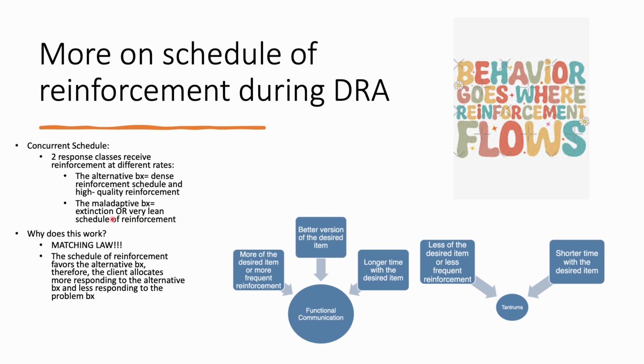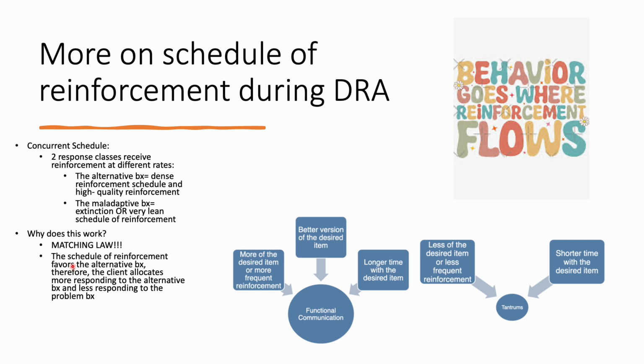But as you can see here, you can also have differential reinforcement without extinction. So that's what this is, where the maladaptive behavior is receiving such low quality reinforcement that it's not worth it anymore. It loses the value. So let's go into this next point. Why does this work, right? Why would it be okay for us to provide reinforcement, even if it's in very low rates, for a problem behavior? Well, the reason is because of the matching law.